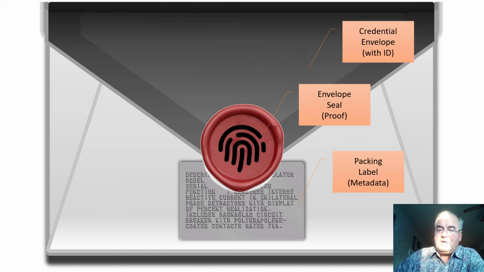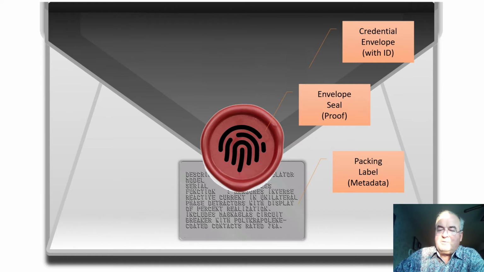On the outside, we have a packing label, which is some additional metadata that just doesn't belong anyplace else, so we put it on the packing label. And then what makes this a trusted or verifiable credential is the fact that it has a seal on the outside. Think of it as a wax seal from the days of old. So there's really four things, of which you see three of them here. The one that you can't see is the envelope content. It sits inside the credential envelope.